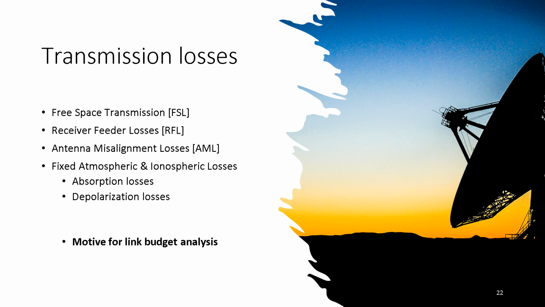All right, this is a motive for the next video. We talked about the antenna, mostly at the transmitter side. We need now to go to the receiver side to talk about the link budget. For that, we need to know the free space transmission loss, the loss due to the feeder, antenna misalignment losses, fixed atmospheric and ionospheric losses, absorption losses, and depolarization losses. These are among the things that the signal will have to go through before it gets to the destination.